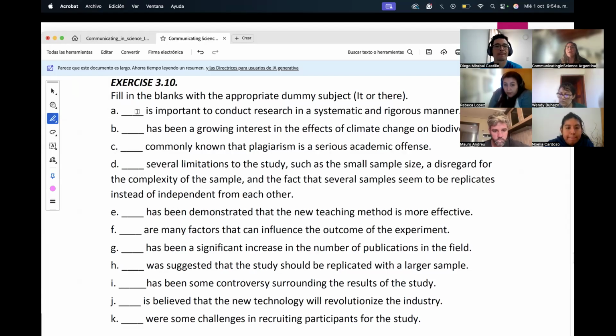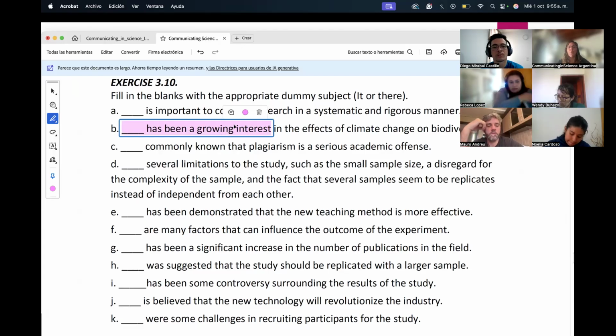If I say, "There is important to conduct," does it sound okay? No, it sounds awful, because it is "It is important to conduct research." Es importante hacer algo. Now, if I say, "There has been a growing interest," what sounds better? "It has been" or "there has been"? There has been, ha habido. There has been a growing interest.